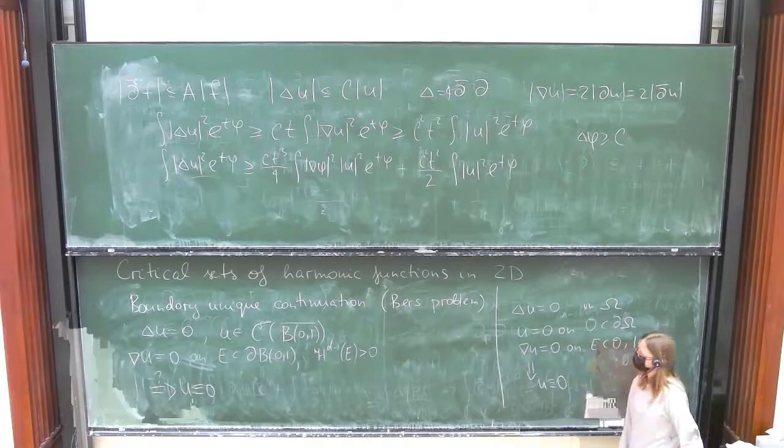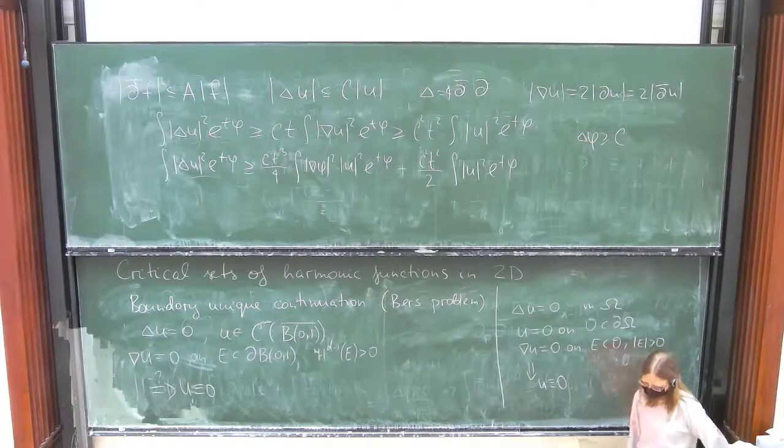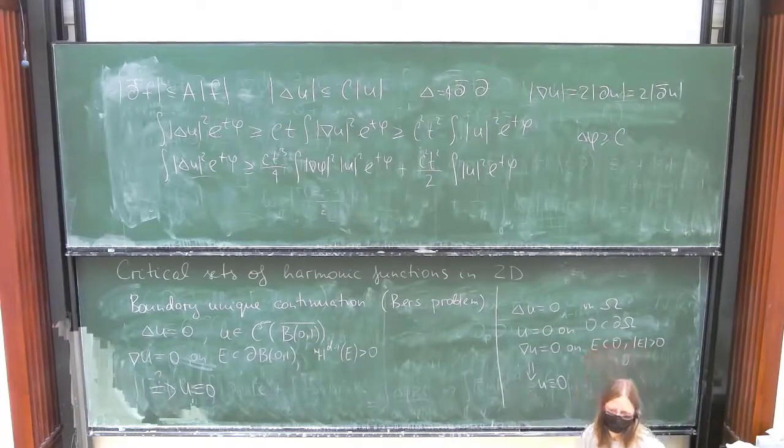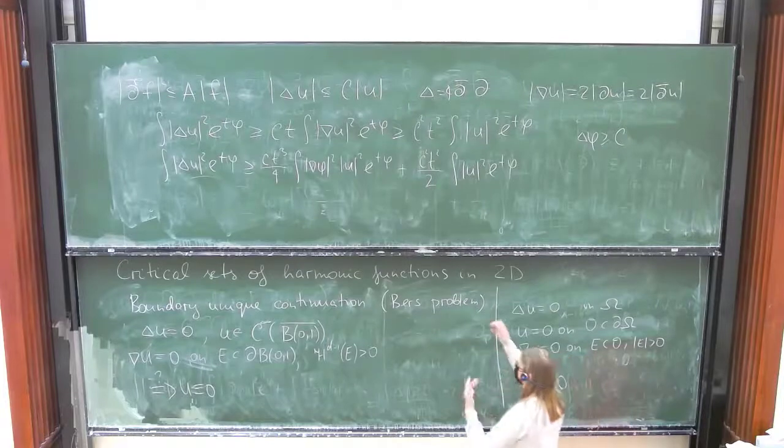So, let us stop here now, and after the break, we will do this exercise using the Carleman inequality and show how to bound the number of critical points of an almost monotonic function.